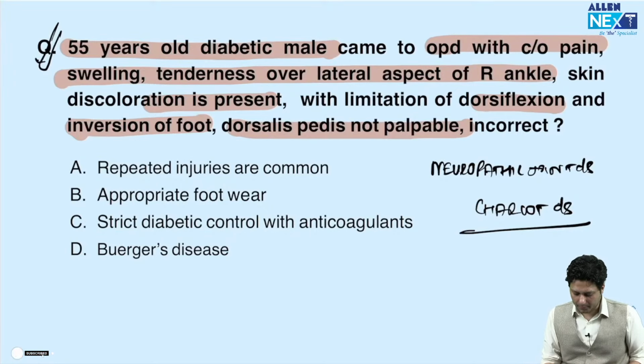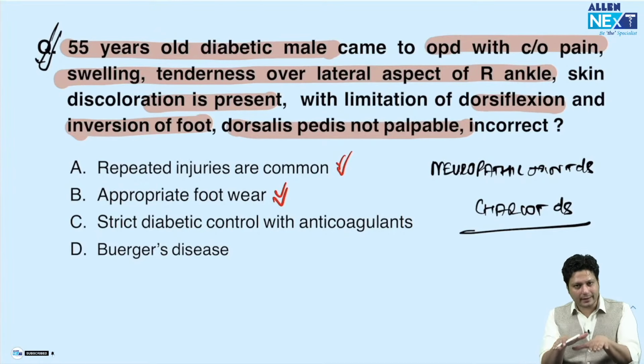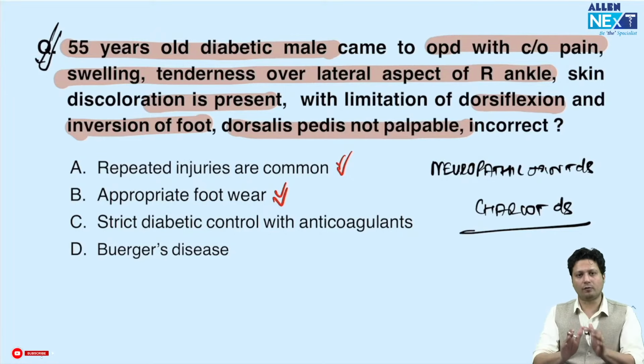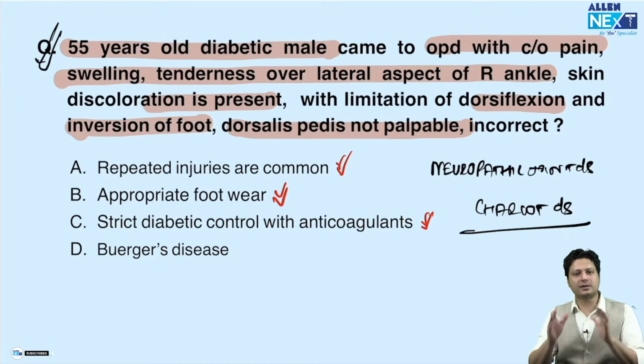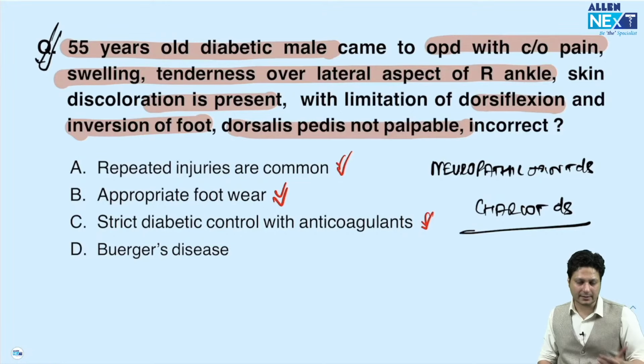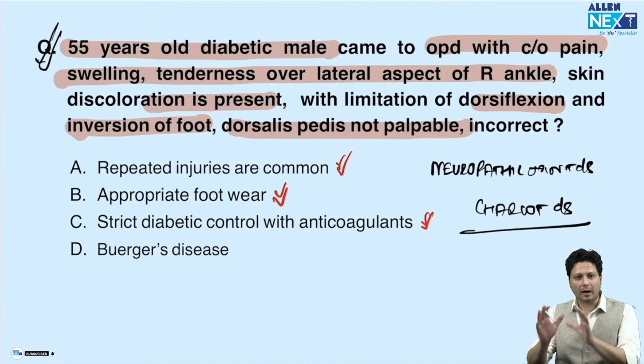All right, going option wise, the first option is that repeated injuries are common. Yes, obviously repeated injuries are common because the protective pathways are lost. Appropriate footwear will obviously help contain the foot within its confines; it is always helpful. Next, strict diabetic control is considered part of the management for this condition, because diabetes is a provocative event. Diabetes is responsible for increasing this neuropathic joint condition, so strict diabetic control is required.